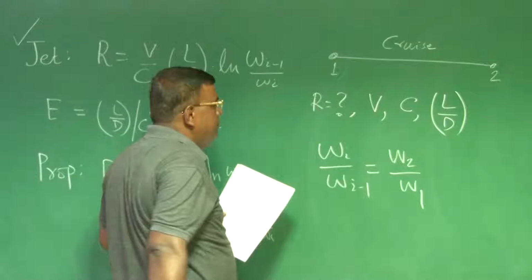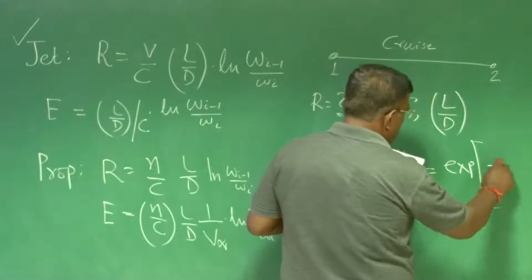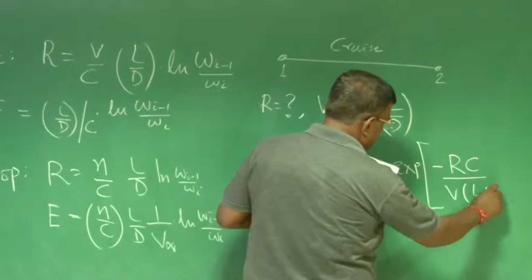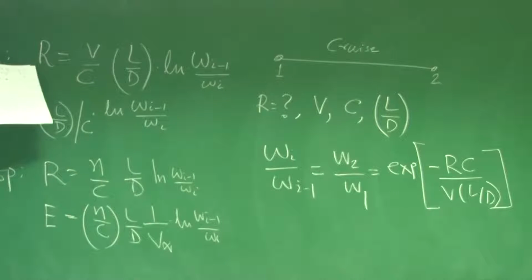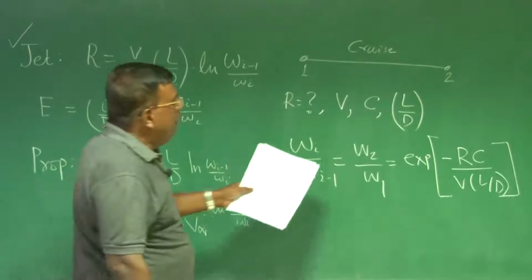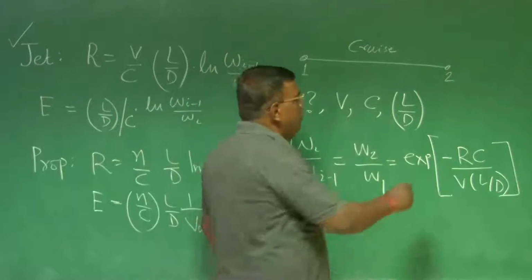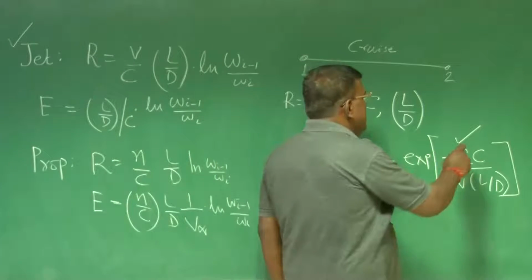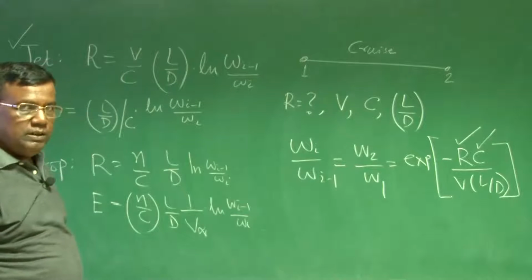If I refer to this diagram, that will be equal to exponential minus R into C by V L by D. This is directly coming from here, right? So if I really want to know W2 by W1, meaning during this phase how much fuel has been consumed, I need to know the value of R, that is how much range I want to fly. And it is a jet-driven engine, so what is the thrust-specific fuel consumption for this type of engine.